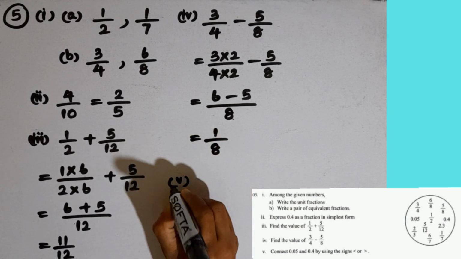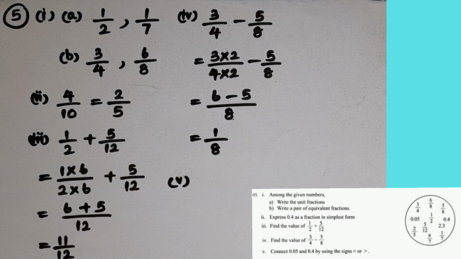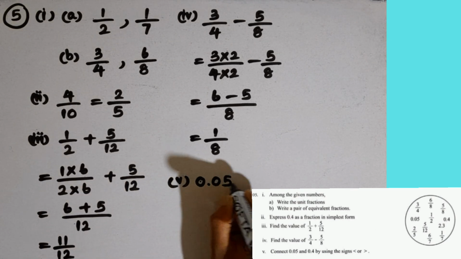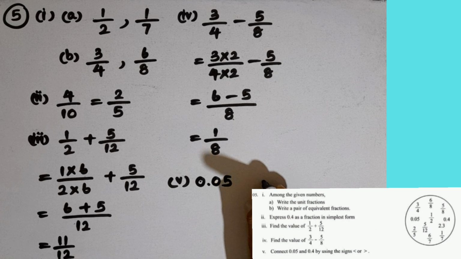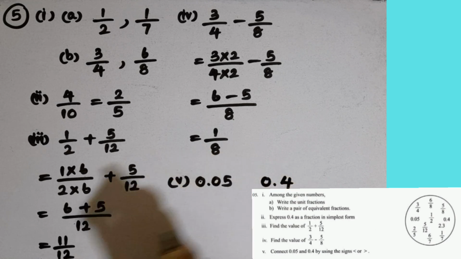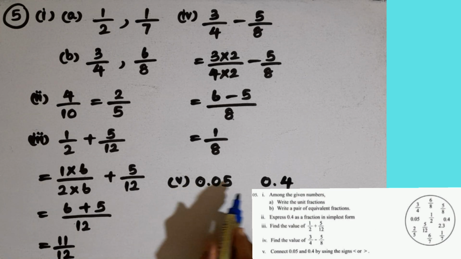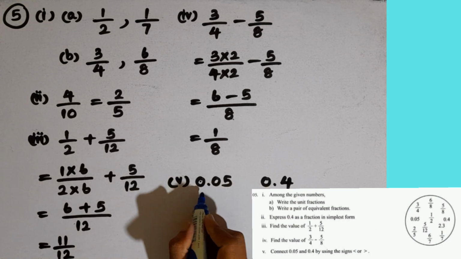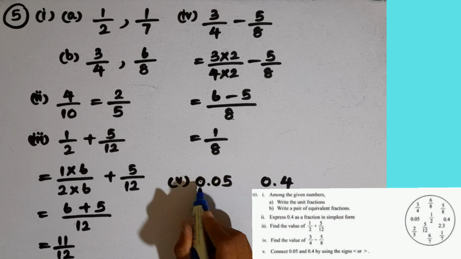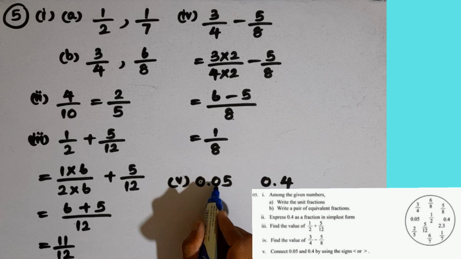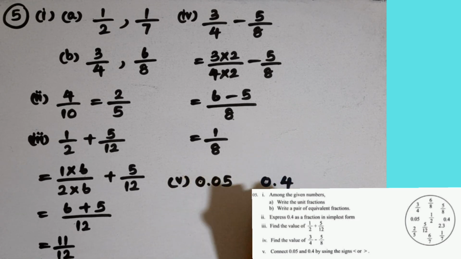Part 5. Compare 0.05 and 0.4 by using the signs less than or greater than. If you compare the two decimal numbers, here the whole number parts are equal. Then when we go to the first decimal places, here 0, then here 4. So this one is the largest one. Then I can put this sign.